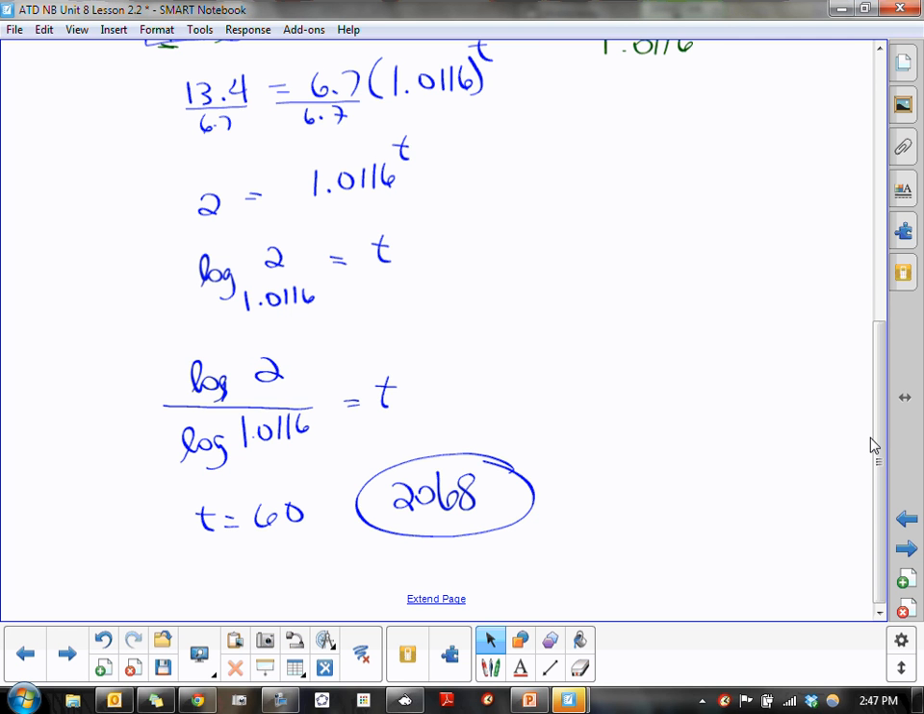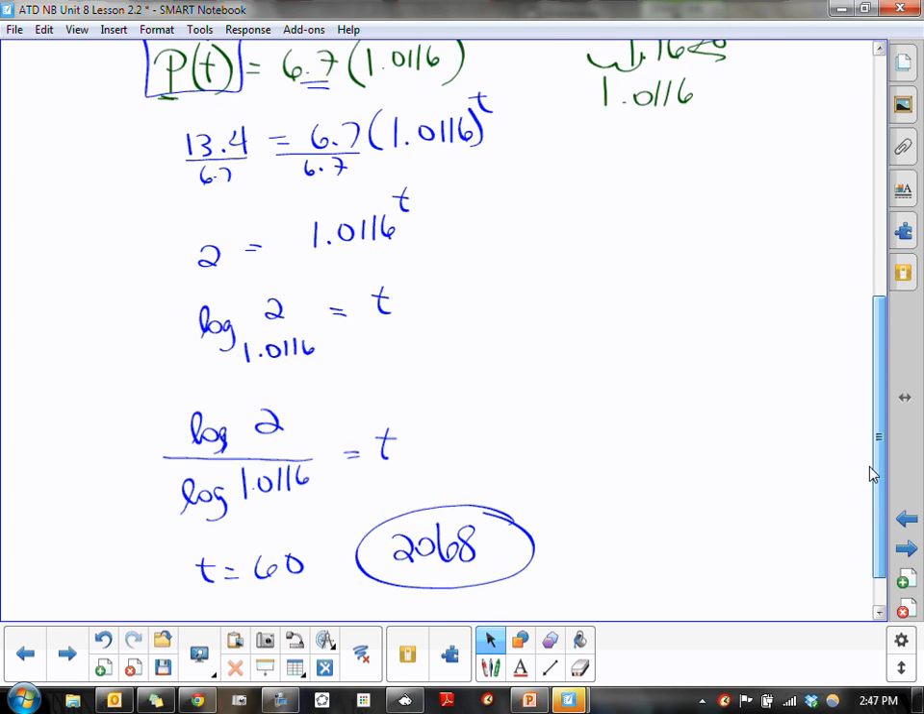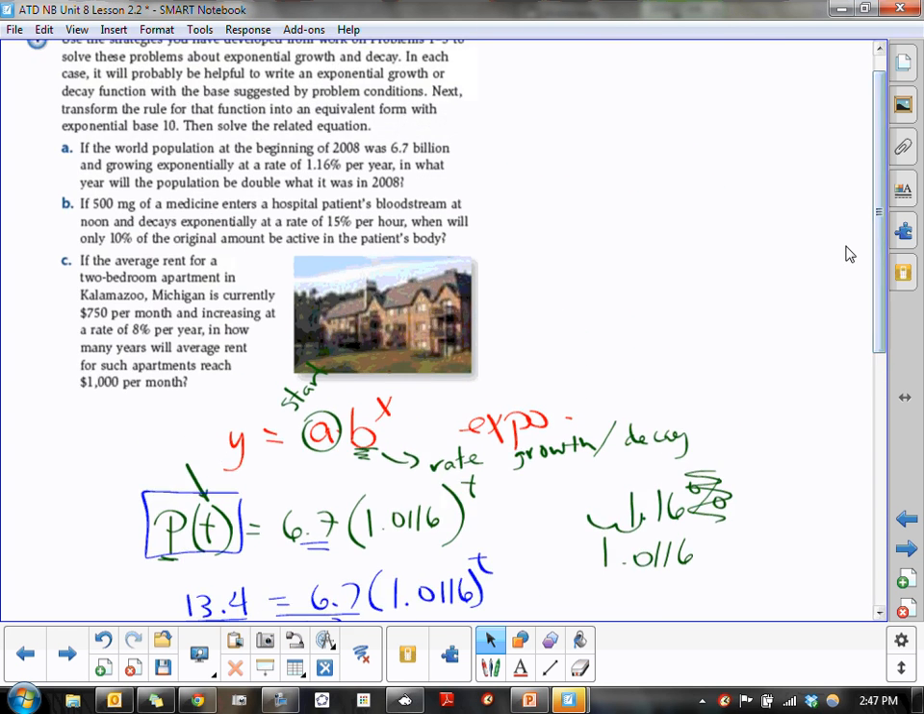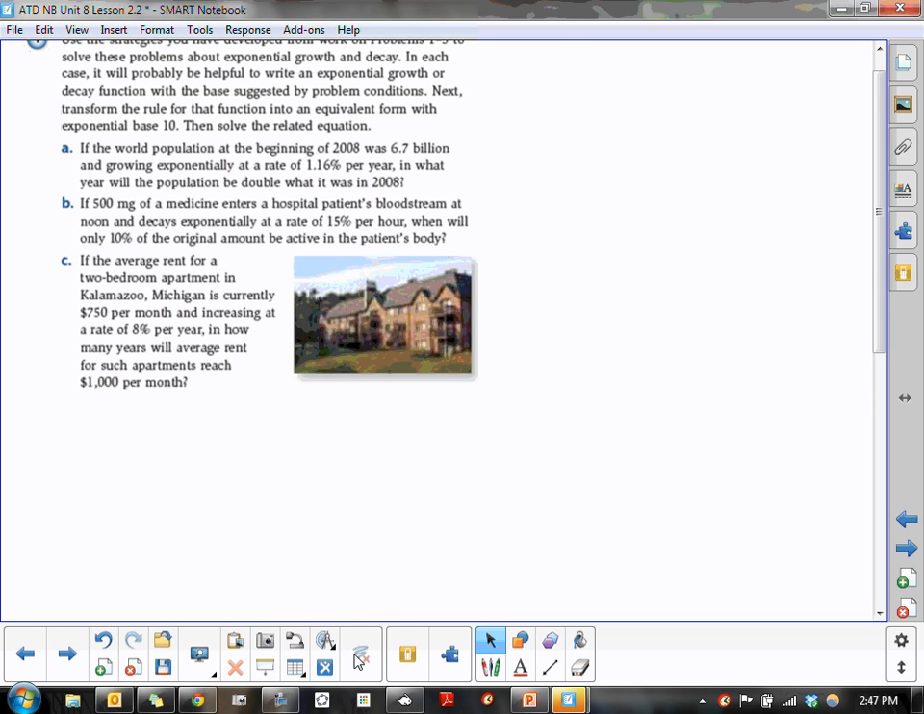Now, I don't think we're going to have time to solve it, but I want to set up one more, because setting them up sometimes is the hardest part at this point. We're going to do B. Oh, what the heck, let's do C. Kalamazoo. Who can pass up Kalamazoo? The average rent for a 2-bedroom apartment in Kalamazoo, Michigan is currently $750 a month and increasing at a rate of 8% per year. And how many years will the average rent for such apartments reach 1,000?